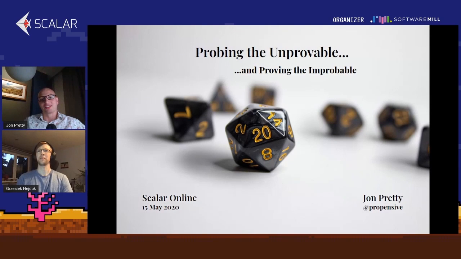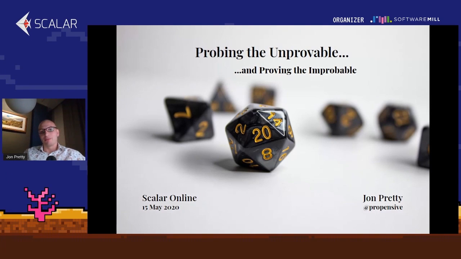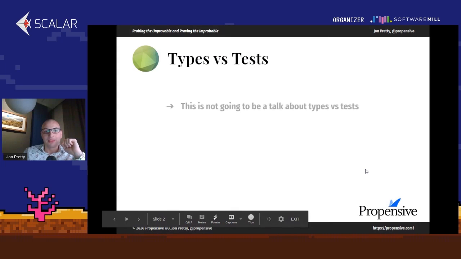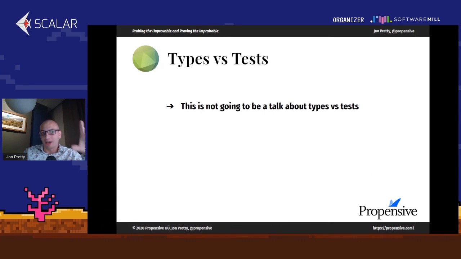Today I'm going to talk about a couple of libraries I've been working on under the title of Probing the Unprovable and Proving the Improbable. There's a bit of wordplay going on here. This is going to be a talk which talks about both types and tests as two different ways of improving basically the quality of software that we write, to reduce bugs, reduce unexpected things happening.